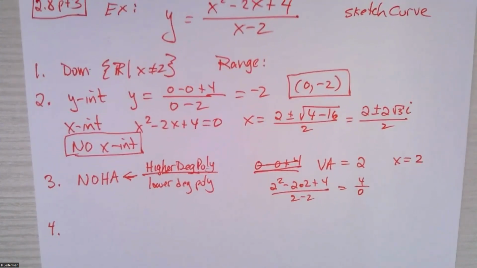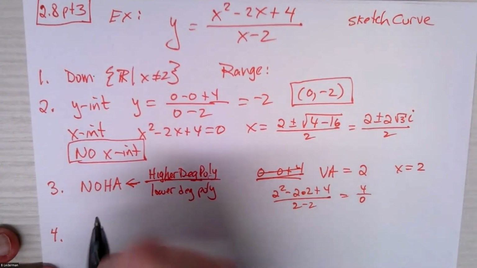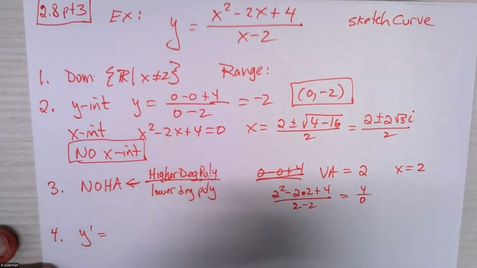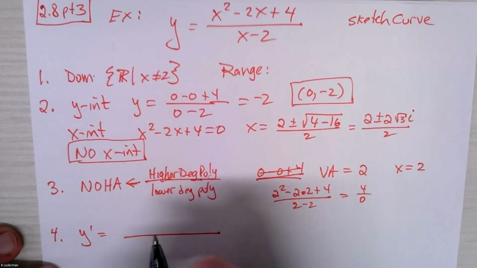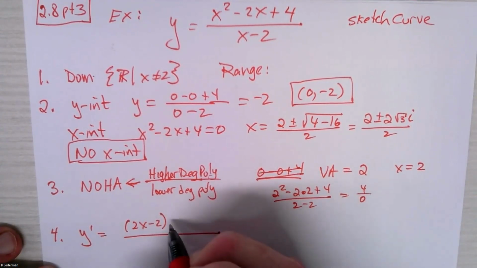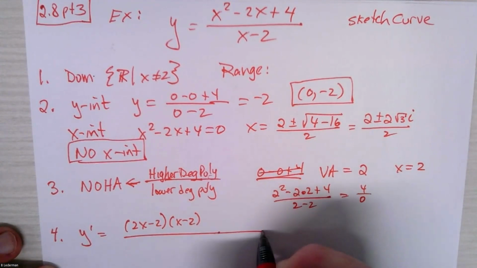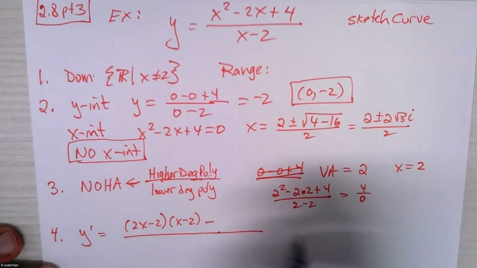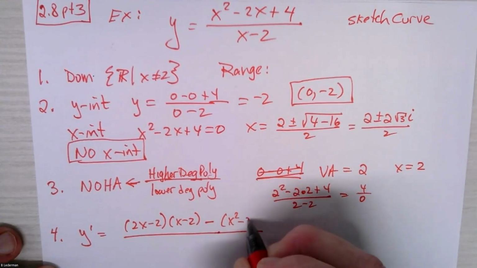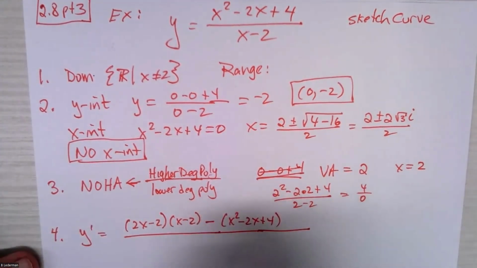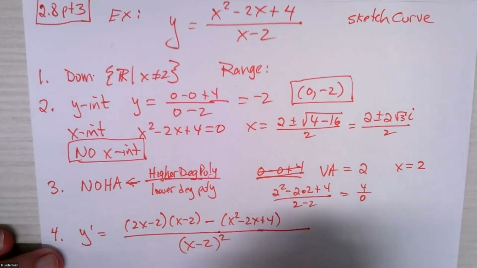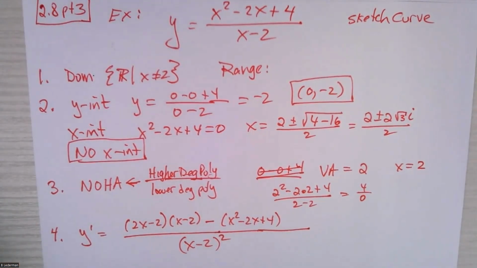So let's do that. y prime is f prime g minus f g prime over g squared. So f prime is 2x minus 2, times g, which is x minus 2, minus f, which is x squared minus 2x plus 4, times g prime, which is just 1, all over g squared, x minus 2 squared.